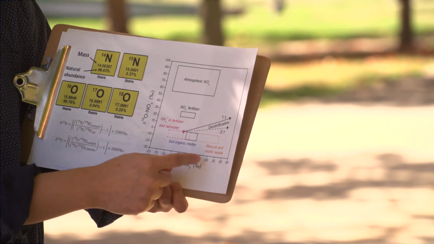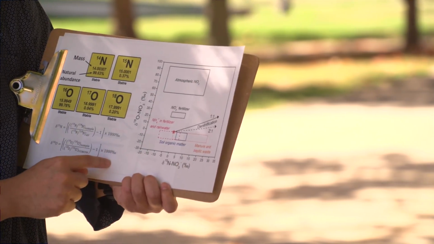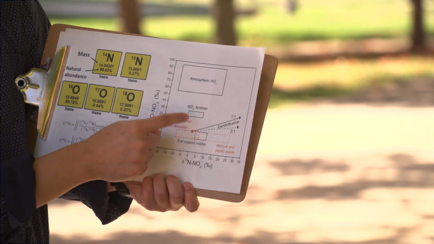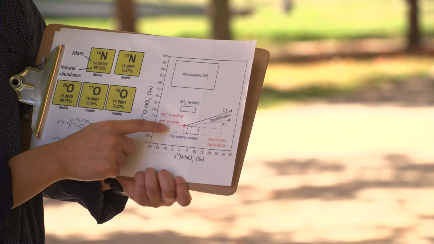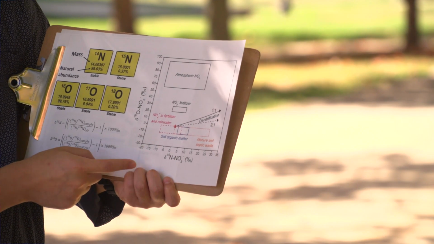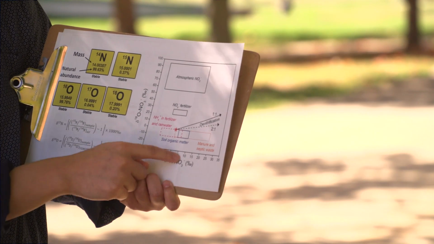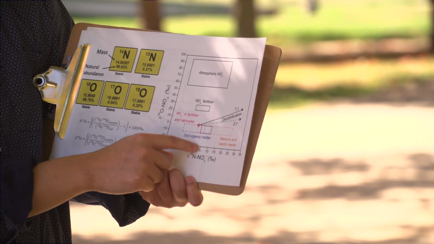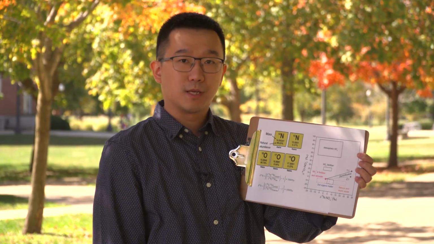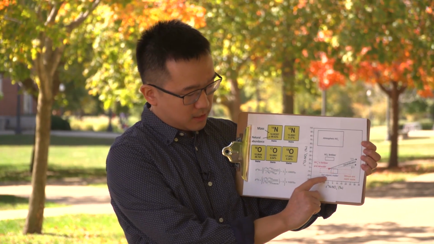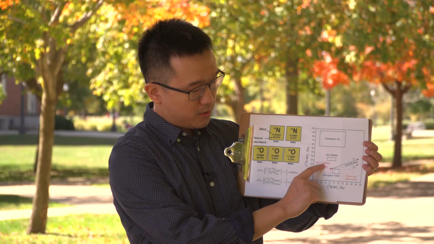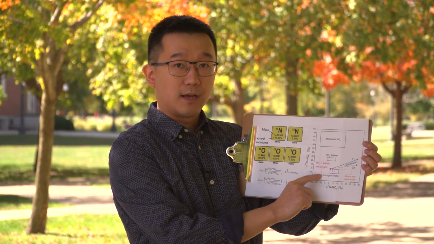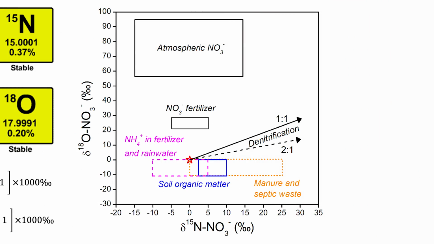So we plot oxygen and nitrogen values together. And in this figure, you can see different sources have very unique isotope values. For example, manure and septic waste have very high nitrogen isotope values compared to other sources. Although we don't have much manure application right here, soil organic matter, ammonium in fertilizer, and rainwater are very different in terms of nitrogen isotopes. And right here is the nitrate fertilizer in UAN.